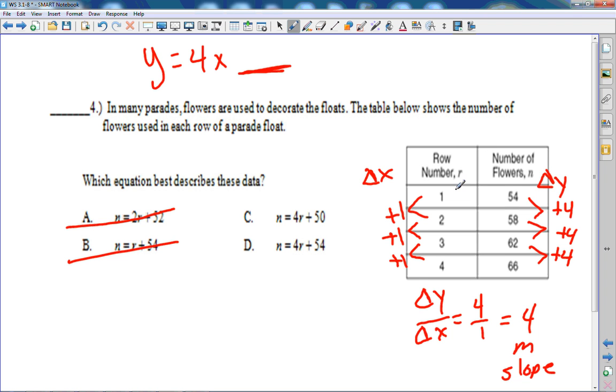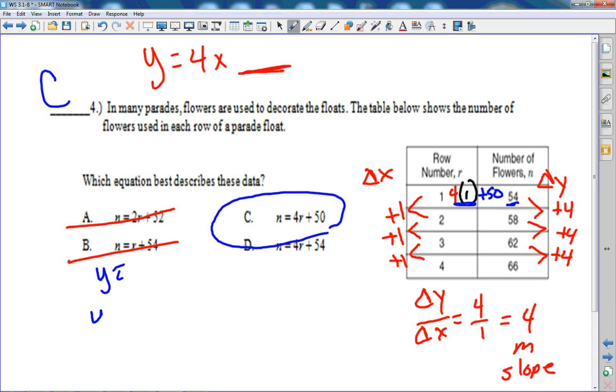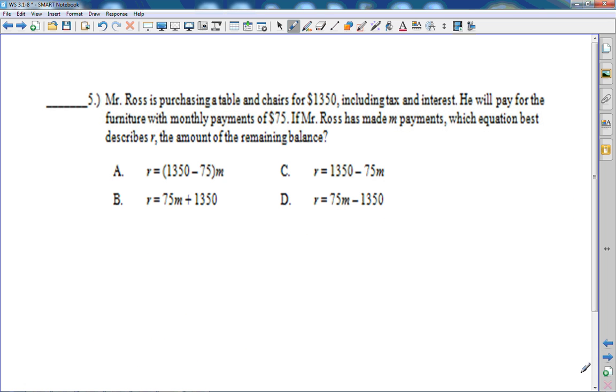Now, I can go in here and put 4. 4 times 1 is 4. What do you have to do to 4 to get to 54? You add 50. So your answer is C. Now, another thing you could do is go to y equals, go into y1 and put 4x plus 50, press second graph, and look in the tables to match up the points to make sure that you did it right or that you had the right equation. Next one.